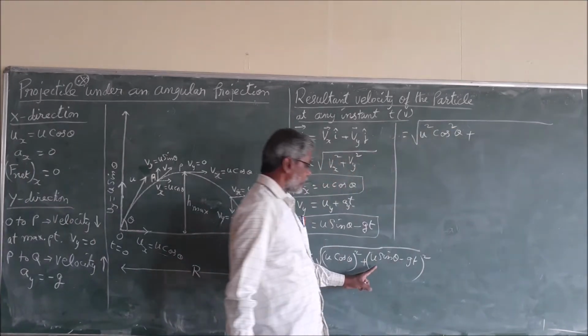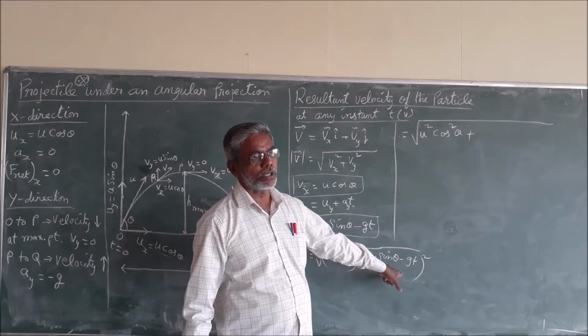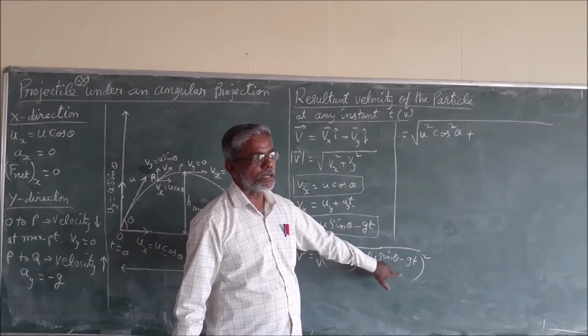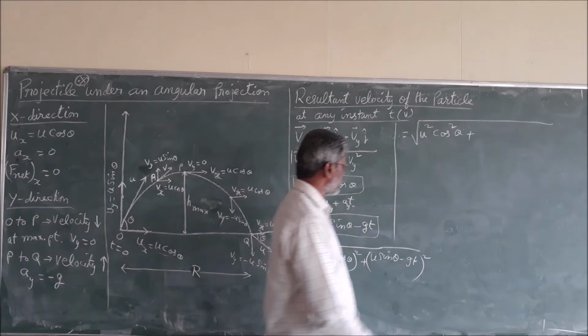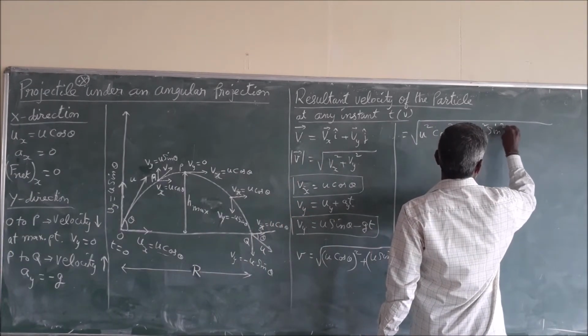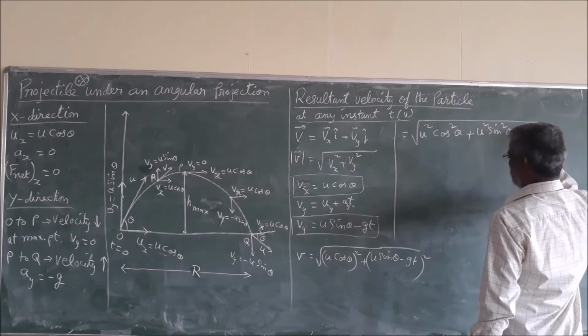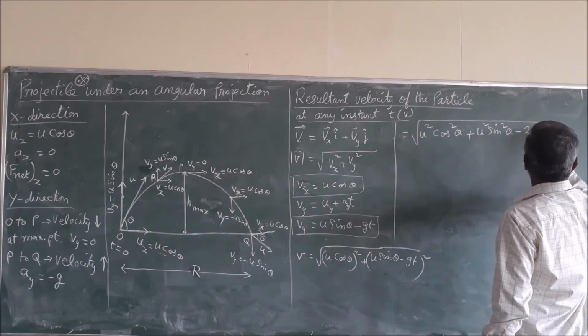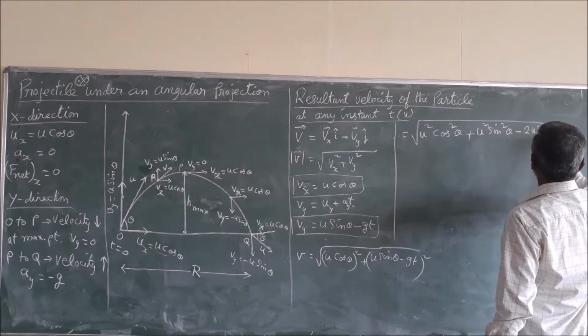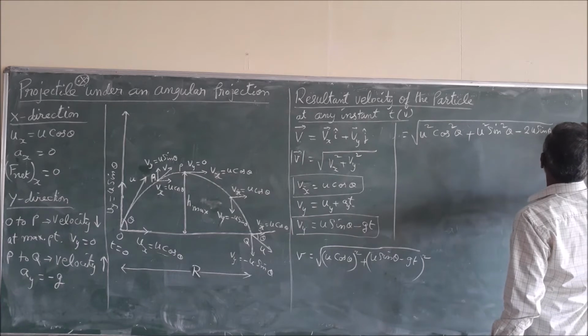plus this, it is in the form of (a minus b) whole square formula. So a square minus 2ab plus b square. So it becomes u square sin square theta minus 2u sin theta gt plus g square t square.